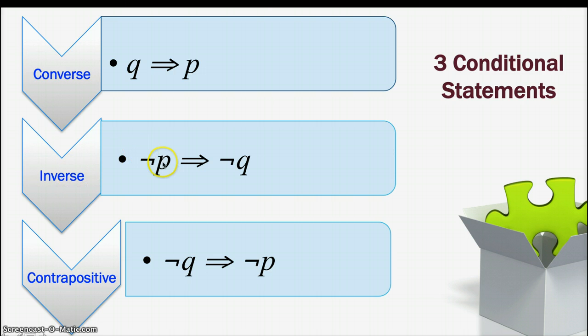It's an inverse if it's the negation of P, then the negation of Q. Now in here, the order of your propositions is important, so you have to take a look at the order. It's a contrapositive when this is the case: if negation of Q, then negation of P. So these are your additional conditional statements. This will be the last. So let's have an example.